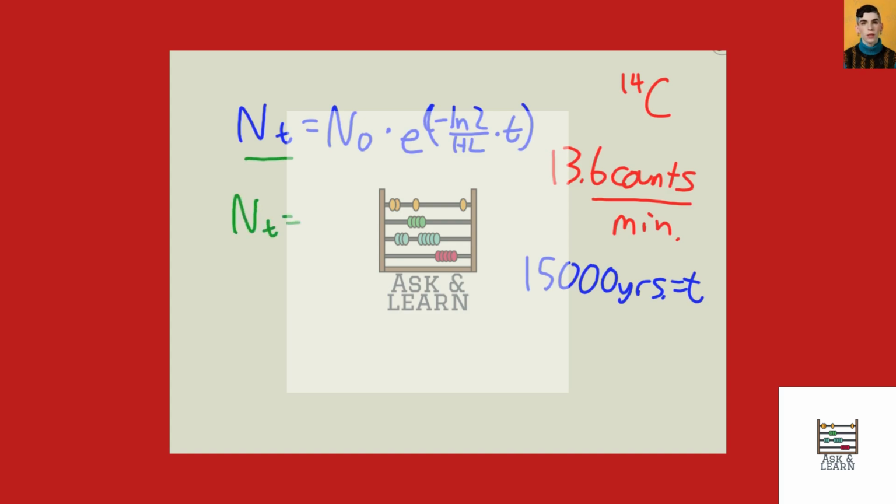We know originally there were 13.6 counts per minute. We'll multiply that by e to the negative ln of 2, which simplifies to negative 0.693. And the half-life of carbon-14 is 5,730 years, as we were given. And the time passed is 15,000 years.